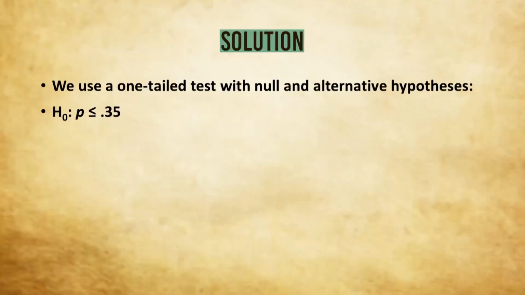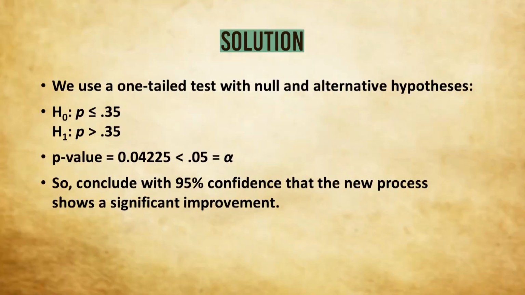We have to resort to a sample. A sample of 24 items has been taken, and it has been found that 13 of them are satisfactory, that they have passed the assurance test. Now, whether 13 out of 24 is proof that the reliability has increased or not, let us try to solve this problem. Here also we use a one-tail test.